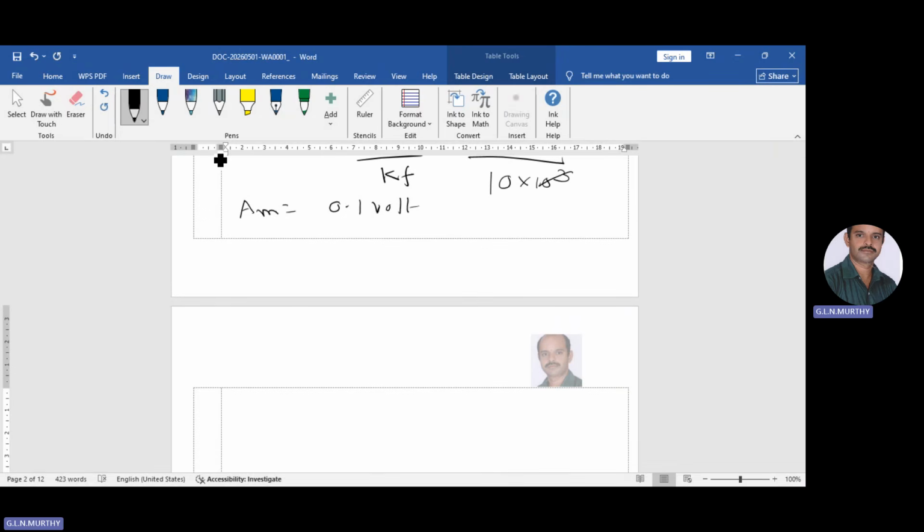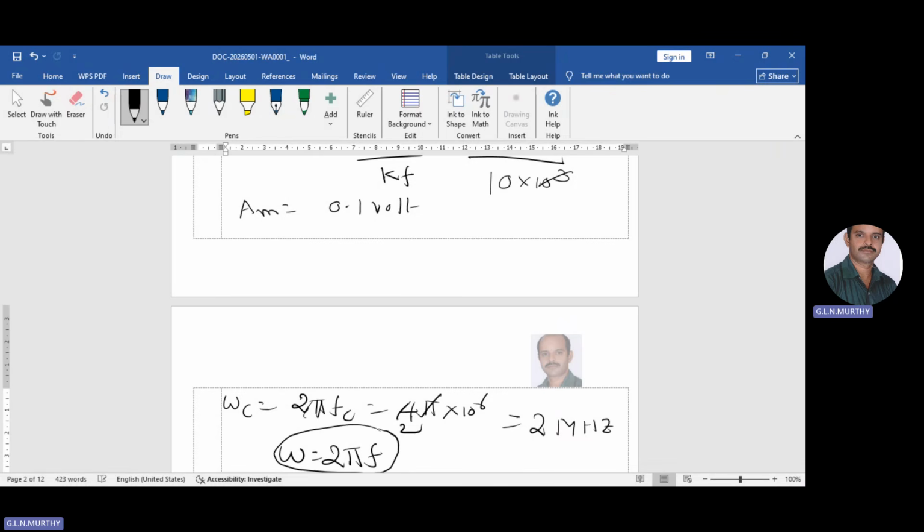So in the given problem, omega C equals 2 pi Fc equals 4 into pi into 10 power 6. So pi cancels 2, so the carrier frequency is 2 megahertz. We all know, you are all quite aware, omega equals 2 pi f. So in this manner, based on the data given, we have to choose the proper expression and estimate.